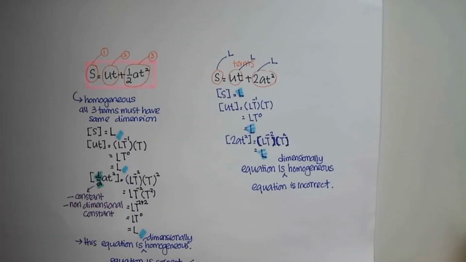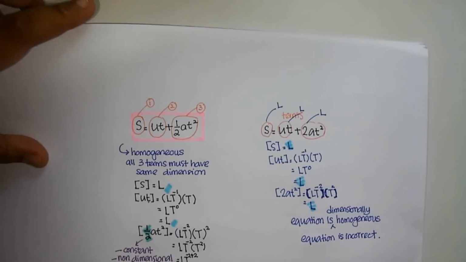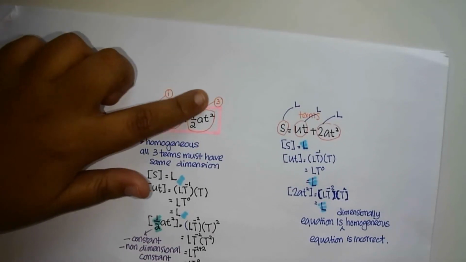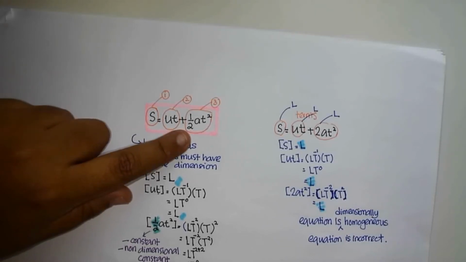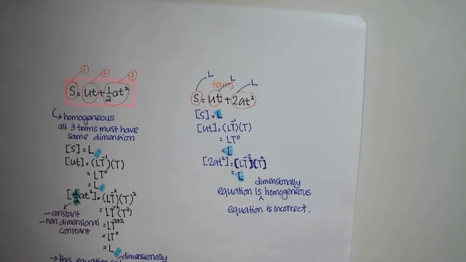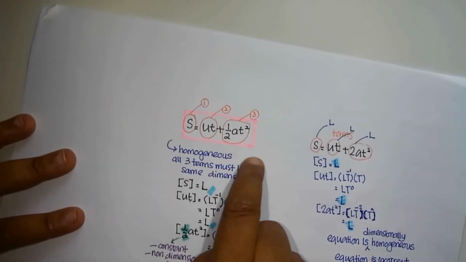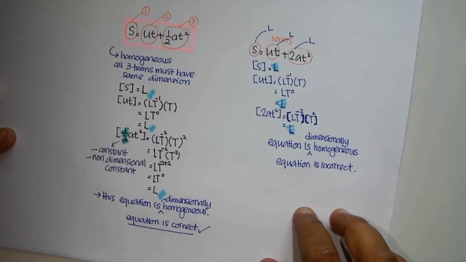This equation is incorrect. The correct equation will be this. Okay, so when they did the experiment, they found out the relationship of the physical quantities and the non-dimensional constant are in such a way, not like this. So the dimensional homogeneity of an equation does not confirm that the equation is correct. Even if these two equations are homogeneous, it doesn't mean that the equation is correct.